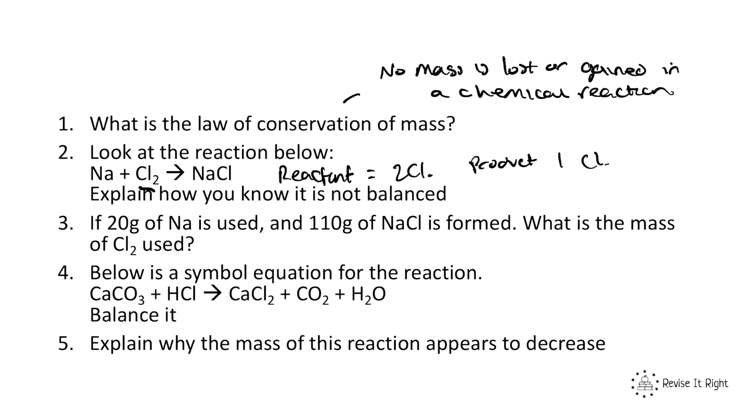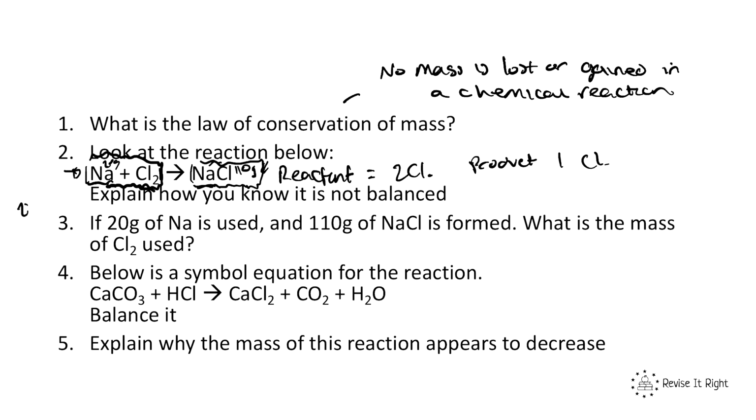Number 3, if 20 grams of sodium is used and 110 grams of sodium chloride is formed, what is the mass of chlorine used? Well, we've got 20 grams here, and this here is 110 grams. Now, we know that no mass is lost or gained in a chemical reaction, therefore the reactants' mass is going to be the same as the products' mass. So that means if the product side is 110, then the reactant side also needs to be 110 as well.